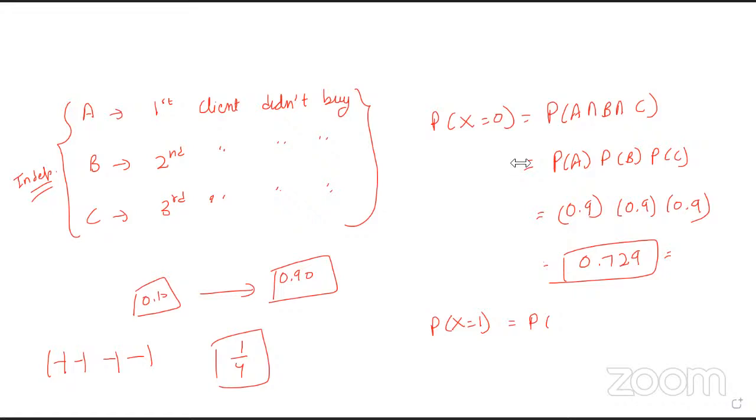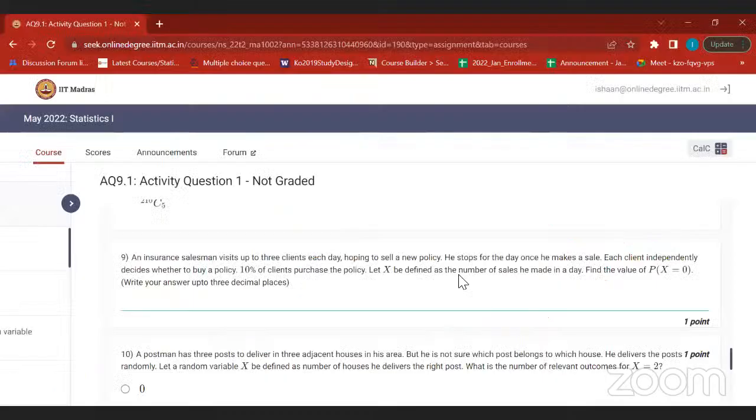Here the total number of cases, overall, buying a policy or not buying a policy, will be 8. Each one has the option to buy the policy or not buy the policy. Each one has 2 options: 2 into 2 into 2. But here there is a condition as well, once he makes a sale he will stop. I'm talking about without condition; overall, without condition, the sample space would be 8 cases. But with the condition, it makes a total of 4 cases only, due to this condition.